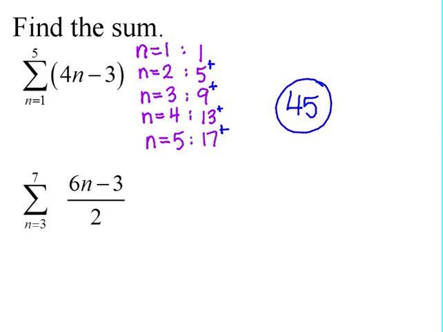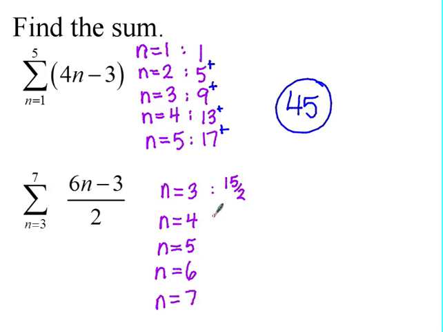All right, next one. Find the sum. This is the sum of 6n minus 3 divided by 2 from n equals 3 to 7. So I'm going to start with n equals 3, n equals 4. Now, you will always use your whole numbers. You will never use fractions, so you always use whole numbers for n. If n is 3, what do you get? 7.5, so 15 over 2. For 4, what do you get? 21 over 2, very good. For 5, what do you get?